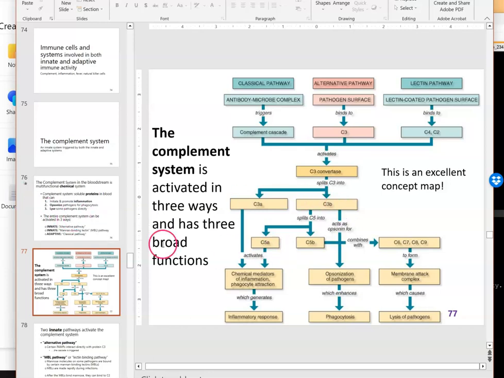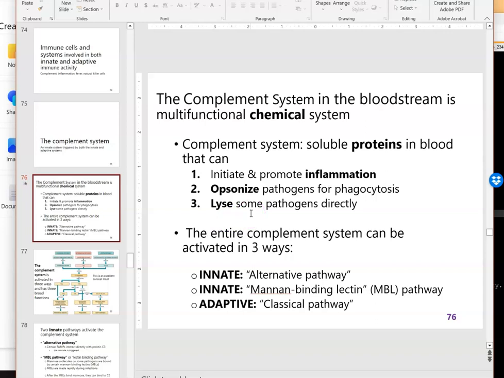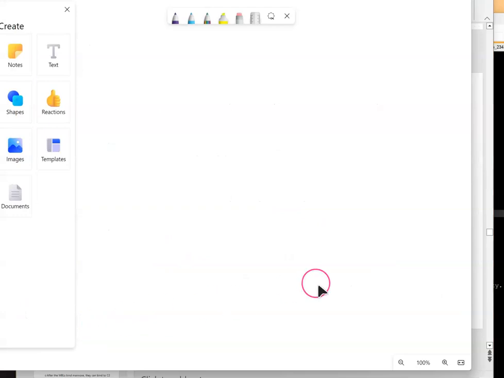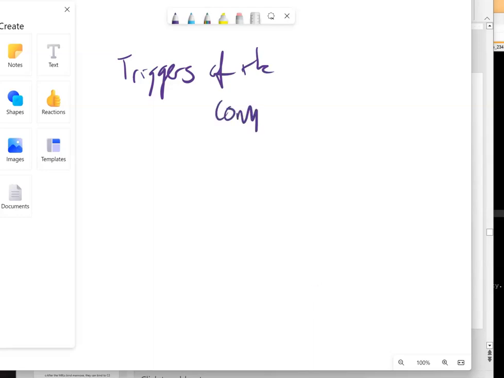And that's on this slide, but it's also on this slide. So you can choose to learn how it's triggered or activated using the technical names, which are the alternative pathway, the classical pathway, and the MBL or mannan-binding lectin pathway. But I also want you to maybe instead be able to use language that translates that into something we understand. So here's how I would tend to write it less formally and more truthfully. So these are triggers of the complement system.